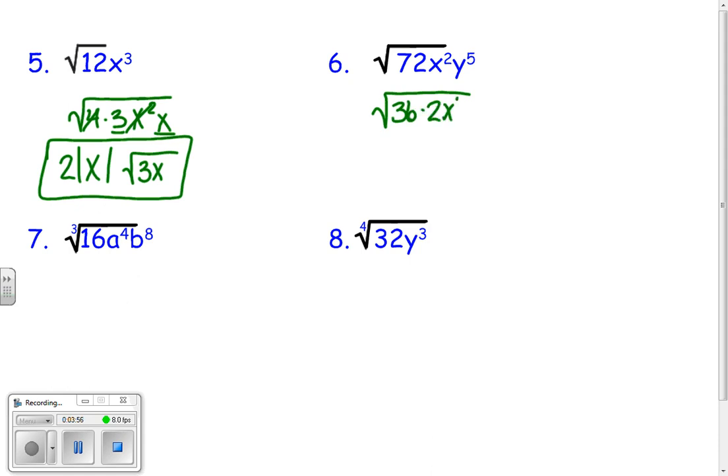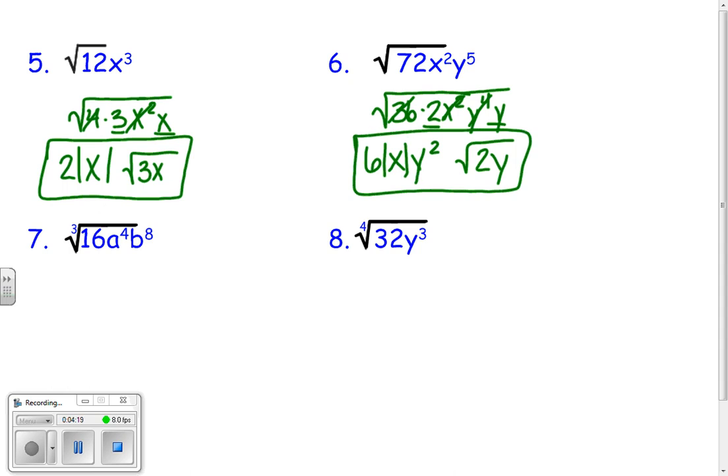X squared is okay, but y to the fifth is not. The next lowest power of a 5 is 4, so make it y to the fourth and y. The square root of 36 is 6. The square root of x squared is x, and the square root of y to the fourth is y squared, which means the 2 and that y are left over. You did start even and ended odd on the x, so you need absolute values.